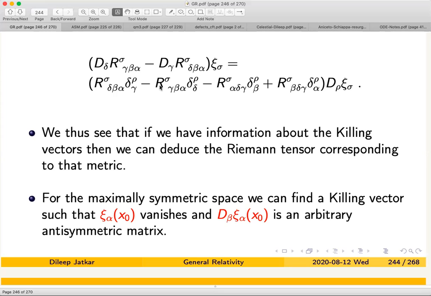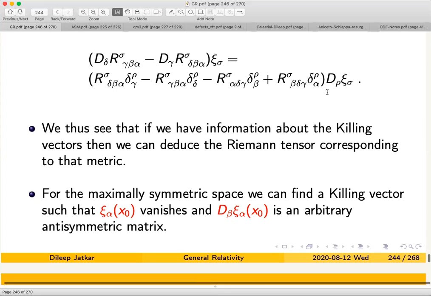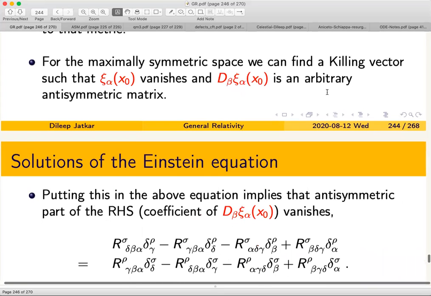But it cannot vanish just like that. The only place where it will actually vanish is because this expression on the left hand side is anti-symmetrized in gamma and delta. So you anti-symmetrize that in gamma and delta and set that to 0. So that is this equation.